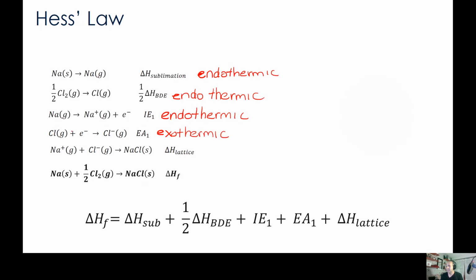And now I've got chlorine to chloride. And now I've got my gas phase ions condensing to the solid state, and that's the lattice energy, and that is also exothermic.